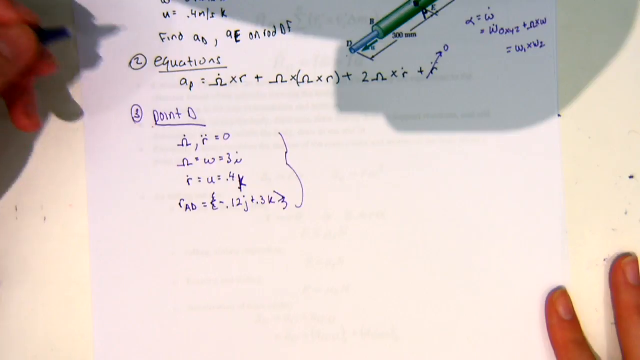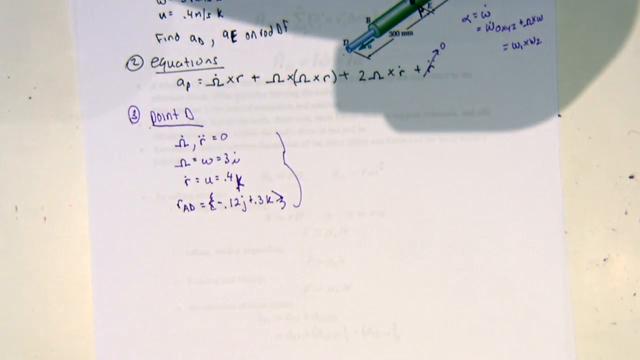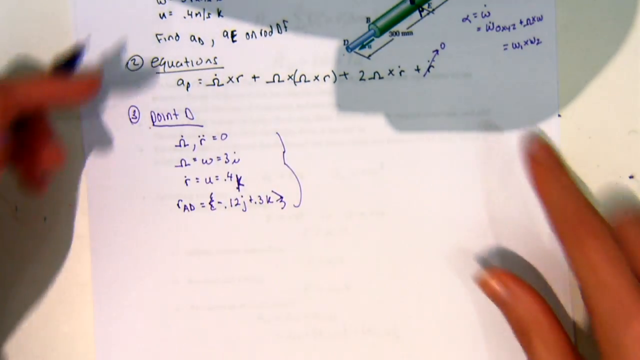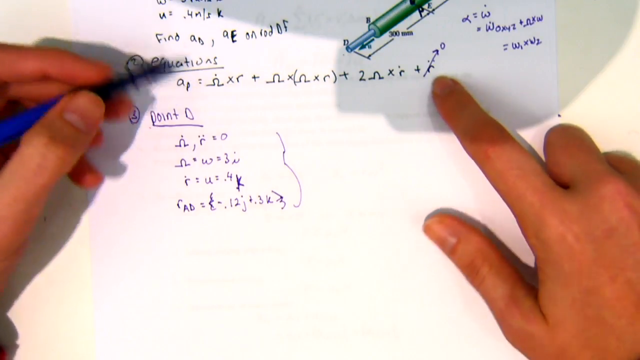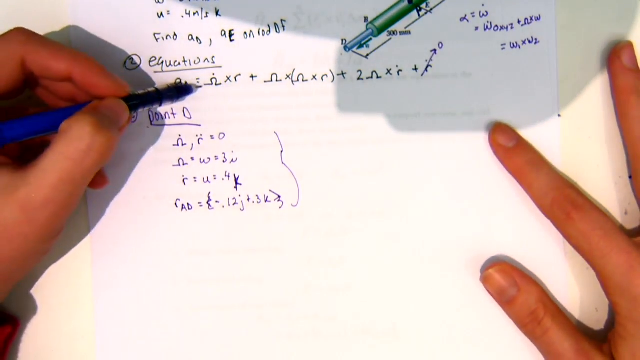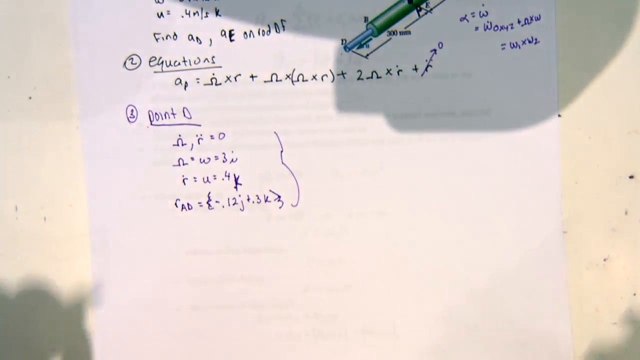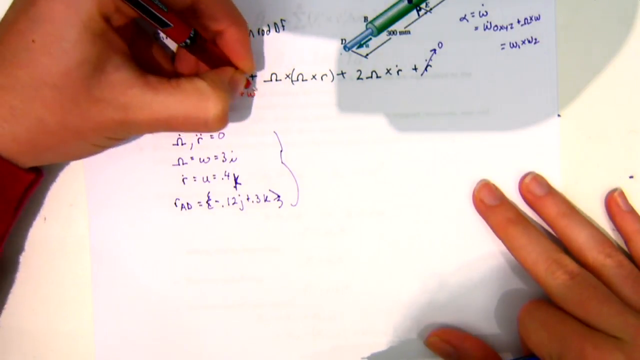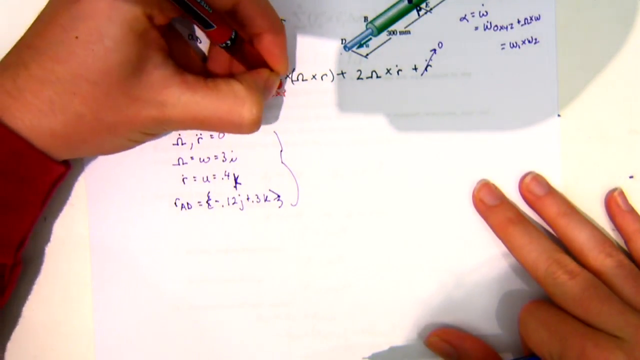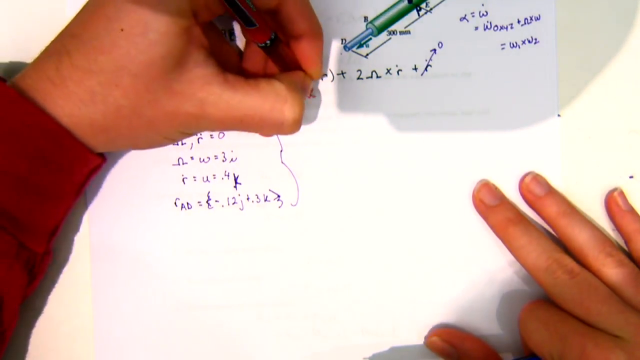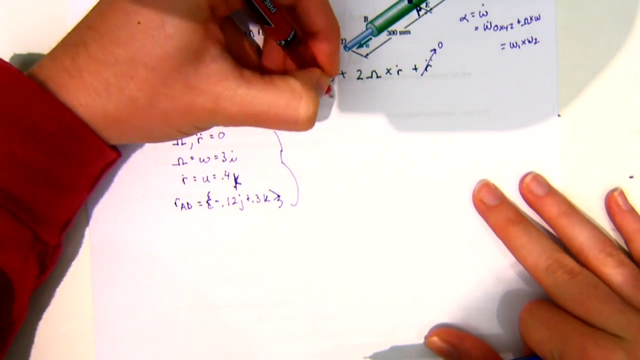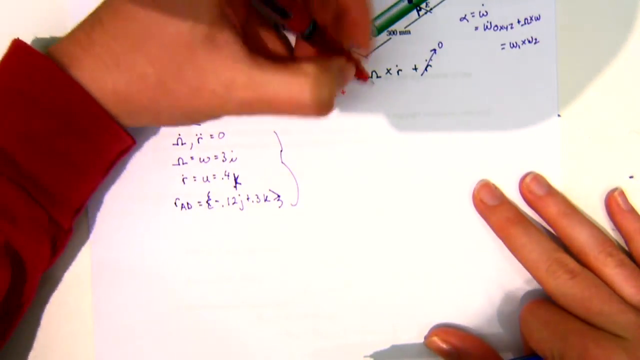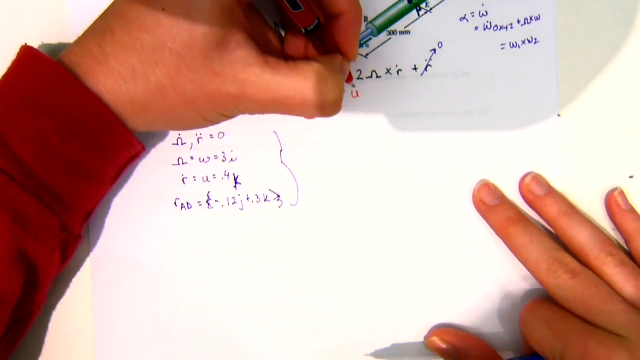So r dot is u. That's why I would memorize this, and don't worry so much about the symbols that you have in this equation here. Know what each component is, because another way you could see this is alpha cross r plus omega cross r plus 2 times omega cross u plus, that would be u dot.